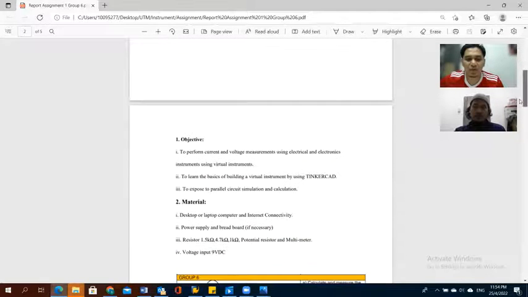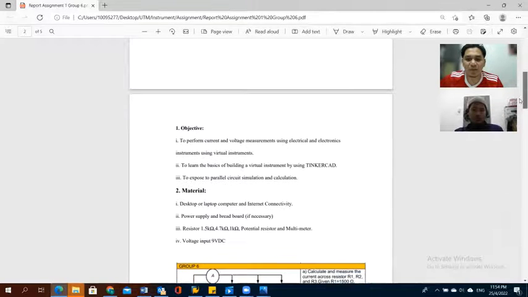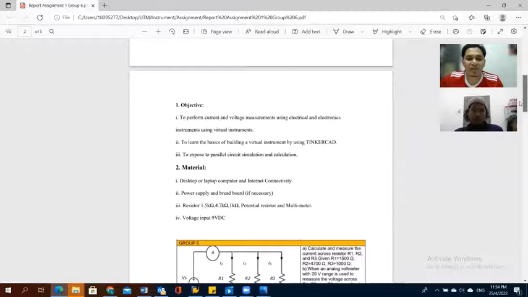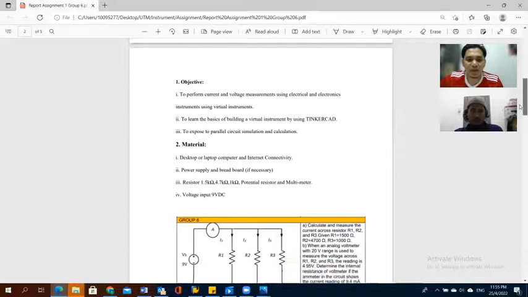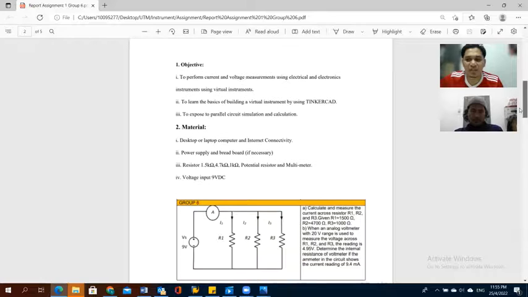So we go for the objective: to perform current and voltage measurement using electrical and electronic instrument using virtual instrument, to learn the basic building of virtual instrument using ThinkerCAD, and to expose a parallel circuit simulation and calculation. And for the material, we use desktop or laptop, power supply, resistor, and voltage input.